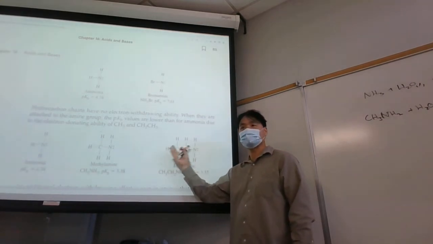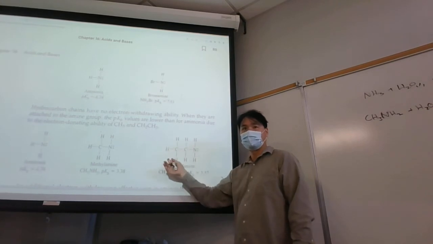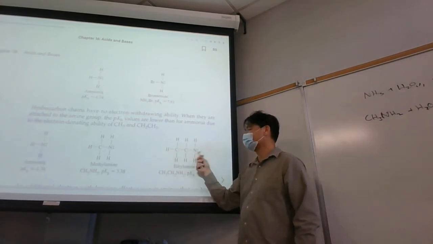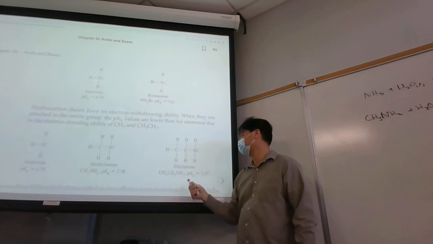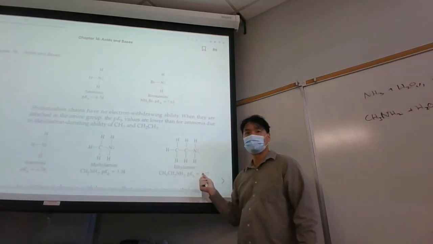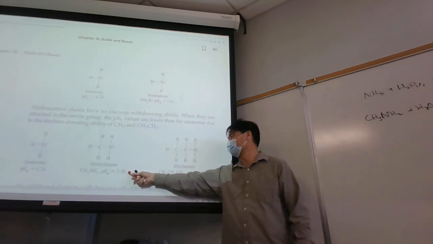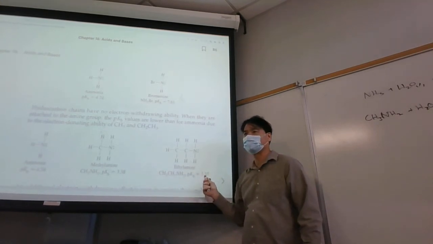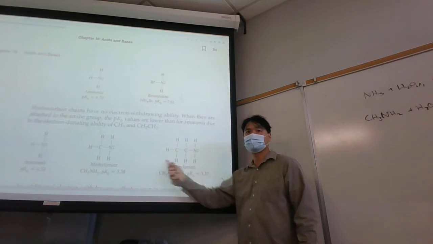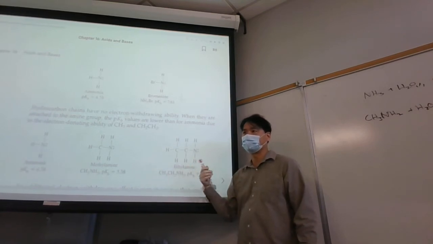Do you see this is an electron pushing group here? And so it's going to make this nitrogen a little more negative, which means it's going to be a little bit more basic. But it's not tremendously so, because it's 338 versus 337. This one's slightly more basic than methyl. So ethylamine's a little bit more basic.